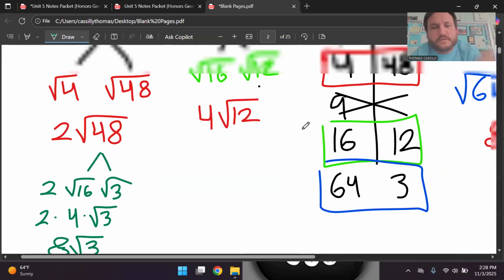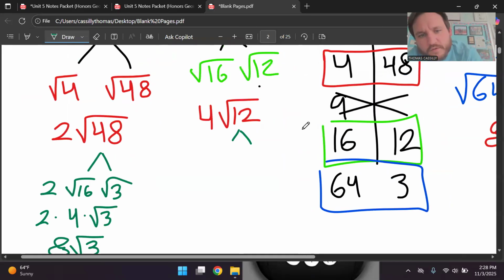If I look at the 4 square root of 12, look at 12. 12 breaks up into the square root of 4 and the square root of 3, right? So I can keep breaking these down.